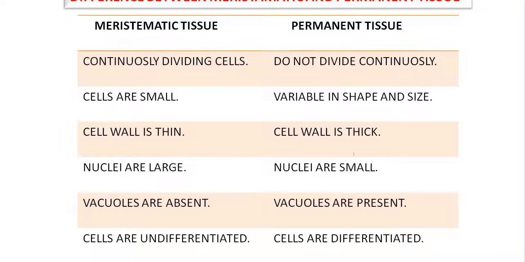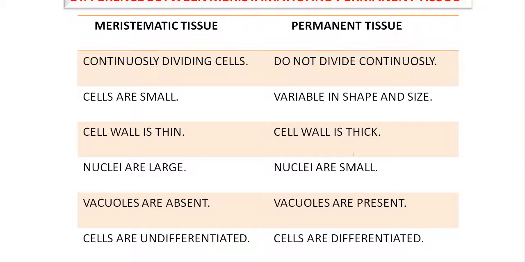Meristematic tissues are continuously dividing cells. Permanent tissues do not divide continuously. Cells are small in meristematic tissue. In permanent tissue, they are variable in shape and size. The cell wall is thin in meristematic tissue and thick in permanent tissue.